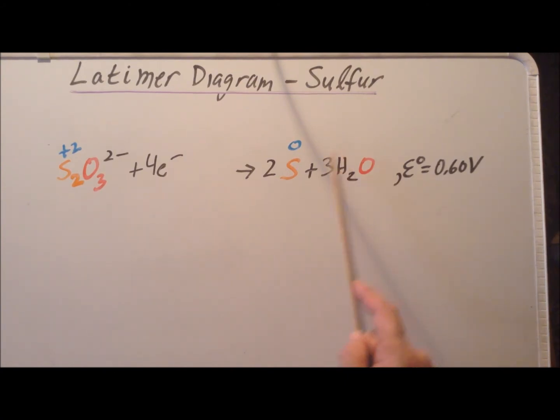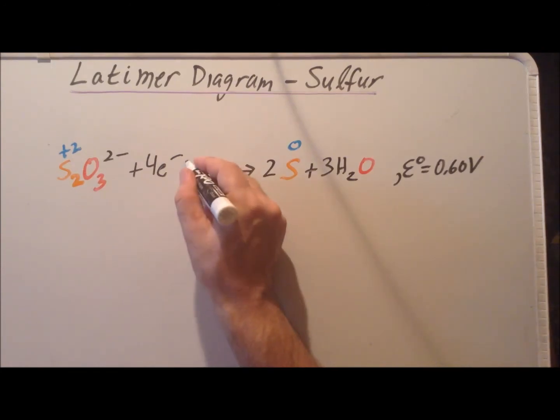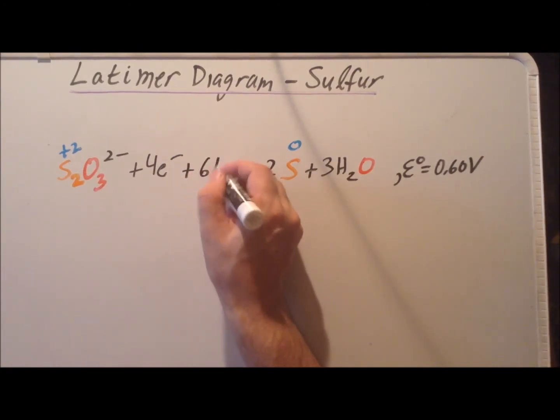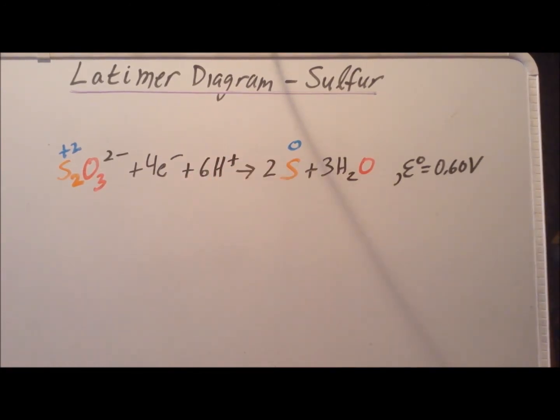But now we have 6 hydrogens on the right-hand side, and we have none on the left-hand side. So we do our final step, which is to add 6 protons, 6 H pluses, on the left-hand side, which will balance the number of hydrogens. This makes sense, of course, also because these reactions are taking place in acidic solutions. So we're looking at the Latimer diagram in the case of acidic solution.